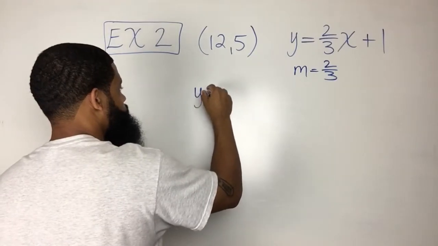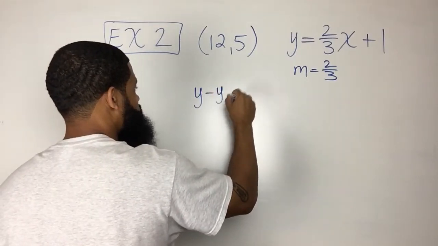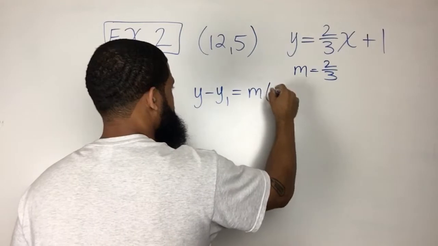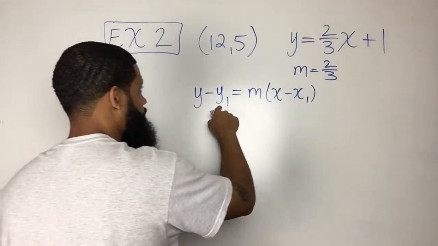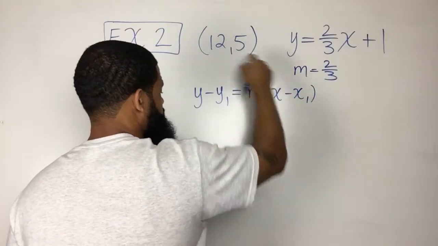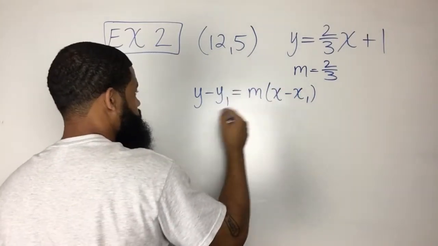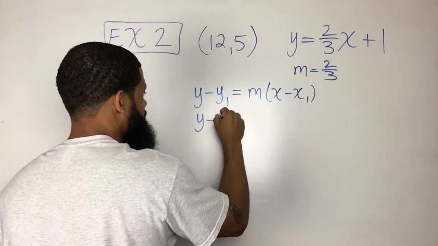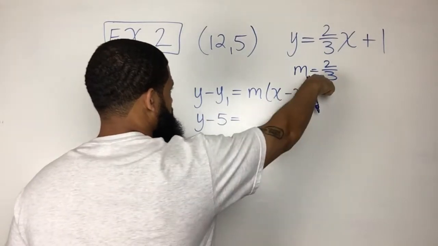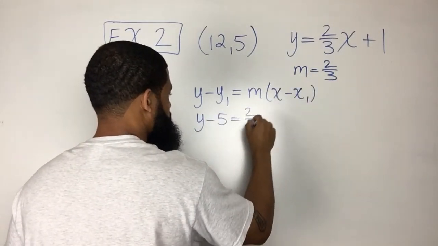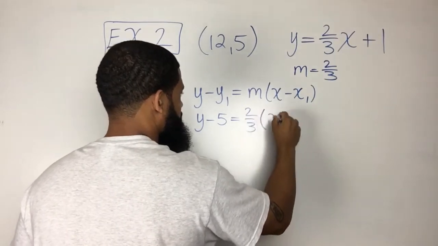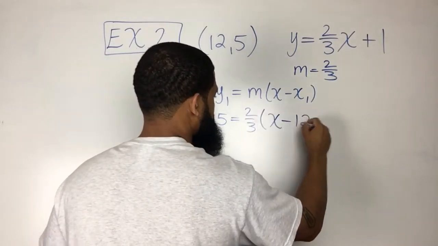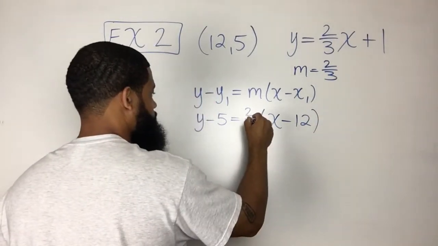We're still going to use point-slope form. So y minus y1 equals m times x minus x1. Remember, y1 is the y coordinate of the ordered pair that they give us. x1 is the x coordinate of the ordered pair that they give us. So y minus 5 equals, m is 2/3, times x minus 12.